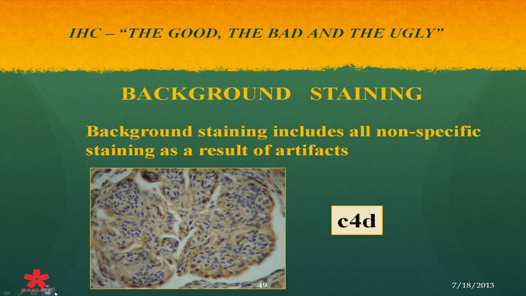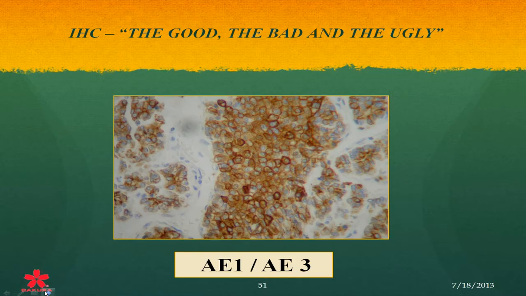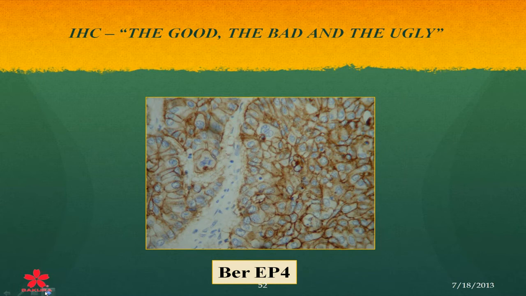Okay, right here we're going to talk a little bit about background staining. Background staining includes all non-specific staining as a result of artifacts. Okay, here's a C4D where you can see the cytoplasmic staining. Okay, here's an AE1, AE3, and it's also staining the cytoplasmic. Okay, here's a Ber-EP4, and it's a cytoplasmic and cell membrane.